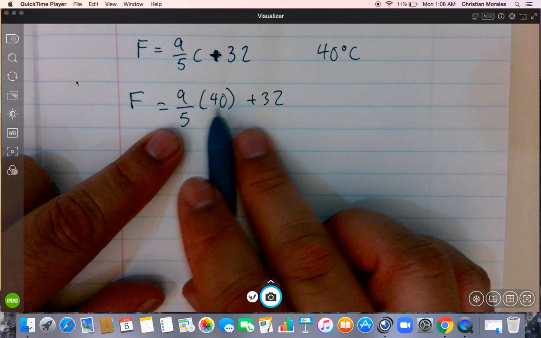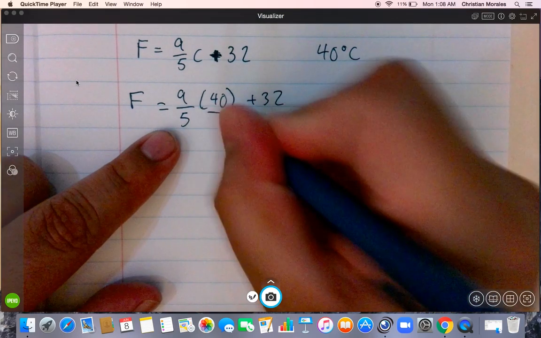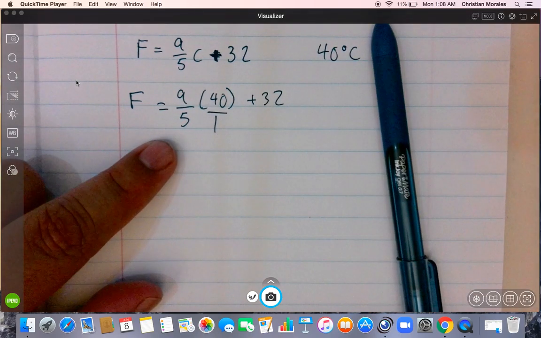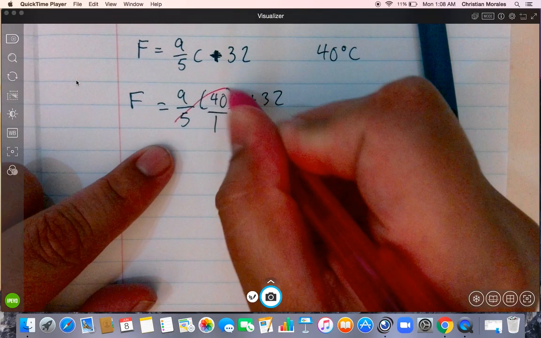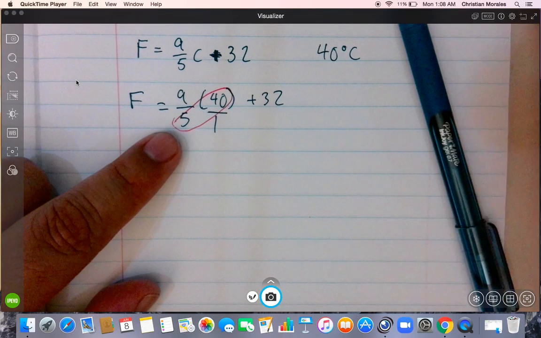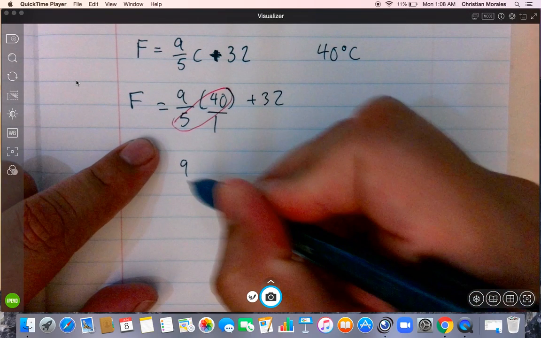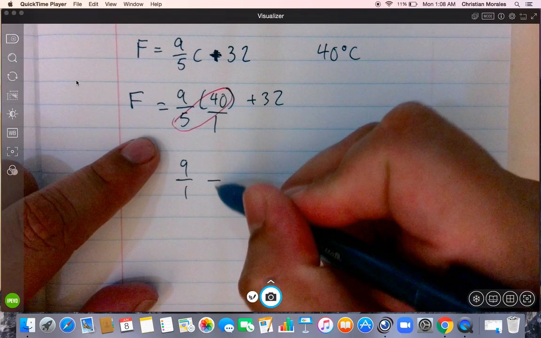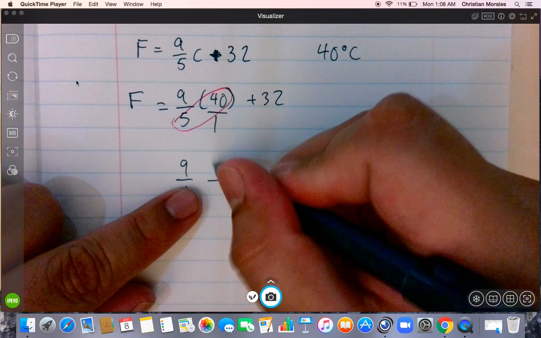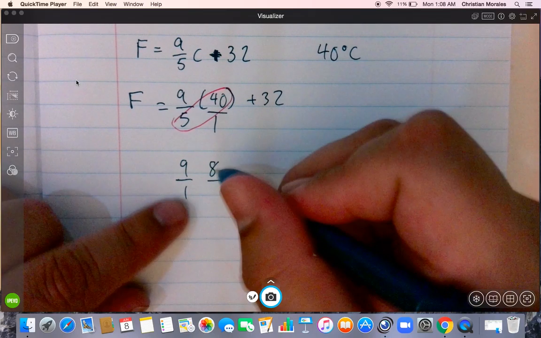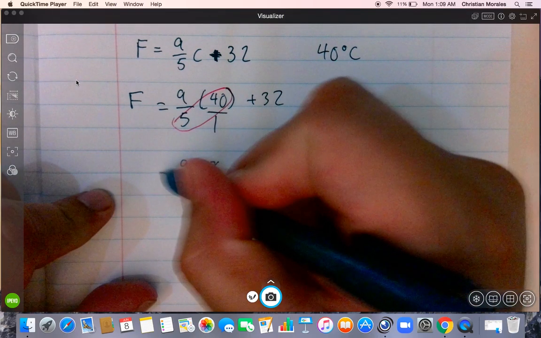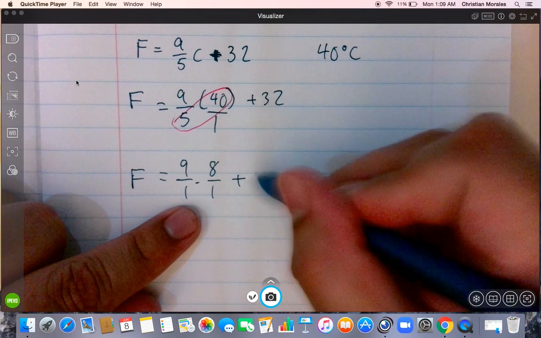So in this case, there's a couple things you could do. You can multiply 9 times 40 and then 5 times 1. But there's something called cross-canceling, which means when I look at this, 40 can be divided by 5. And if I divide it by 5, instead of 40, I would get 8 here, because 40 divided by 5 is 8. And that would actually help me solve this a little bit faster.